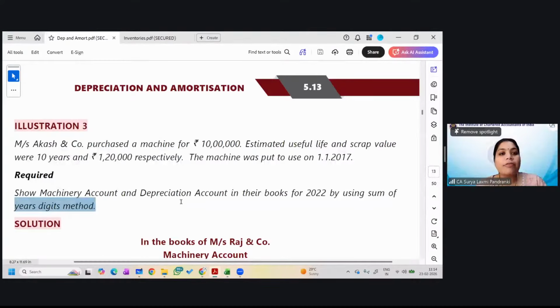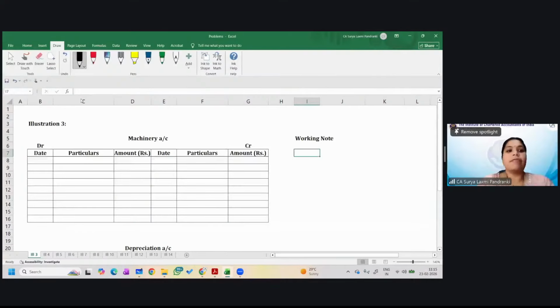Now in machinery account, what is the first entry that is going to come up in machinery account? What is the first thing that is going to come up? If you have to start from 2017, then you will have to take the bank also, but we are not doing for 2017. So you can directly take the balancing figure, right? But what is the balancing figure? Do we know that? We don't know what is the balancing figure. So we will have to calculate that balancing figure, for which we are going to do the working note.